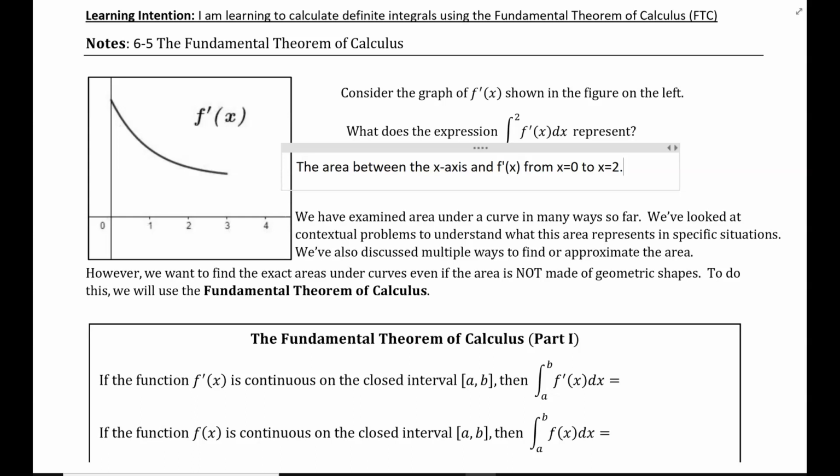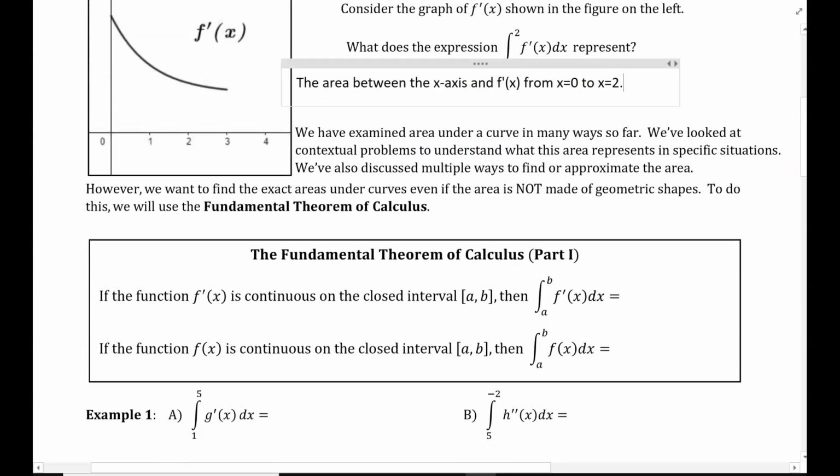However, we want to find the exact areas under the curve, even if it's not made up of geometric shapes. So in order to do this, here is where we need to utilize calculus, and we're going to utilize a theorem called the fundamental theorem of calculus.